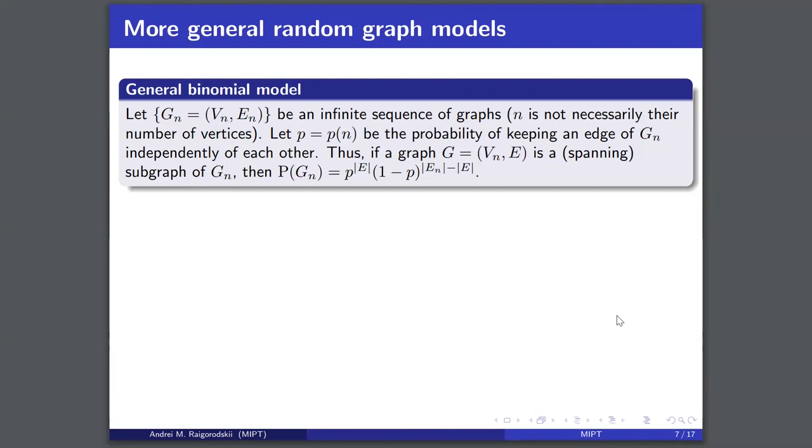And the probability of graph G sub n, among, we make probability among all the set which we defined in the first string. Once again.